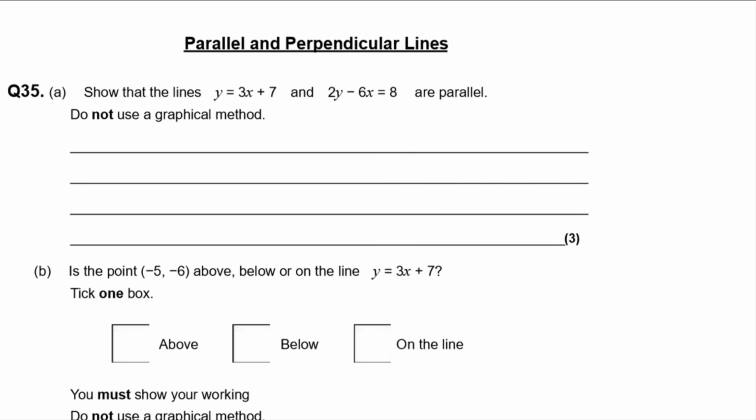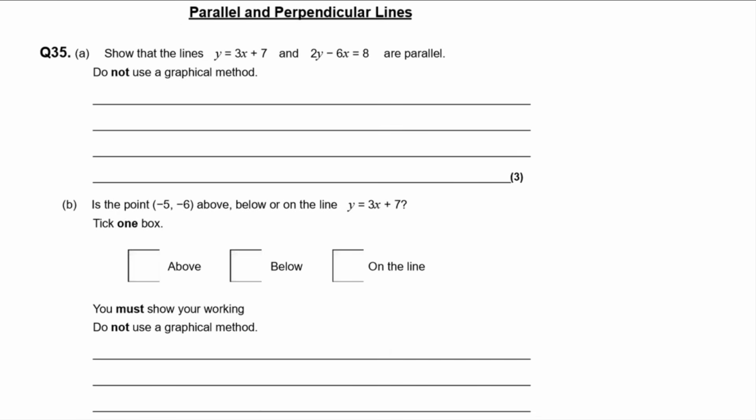So, question 35. Show the lines y equals 3x plus 7 and 2y minus 6x equals 8 are parallel. Do not use a graphical method. Okay, so we just need to show the gradients are the same, don't we? For y equals 3x plus 7, the gradient is just that number there, isn't it? So m1, the gradient, is equal to 3.